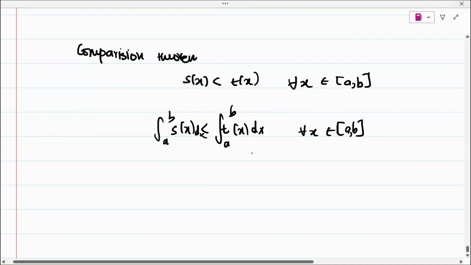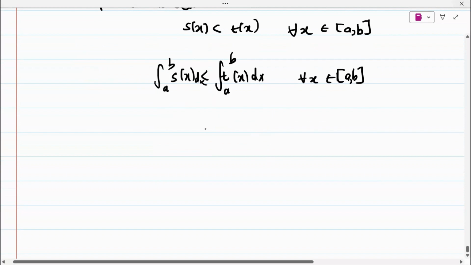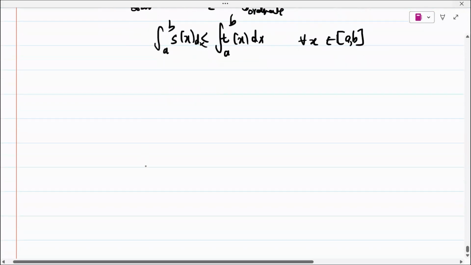Basically, you can think of it as the ordinate set. All these ordinate points are less than those ordinate points. So then the sum of all these ordinate points will be less than the sum of all those ordinate points, basically. And then we have the additive property of area.